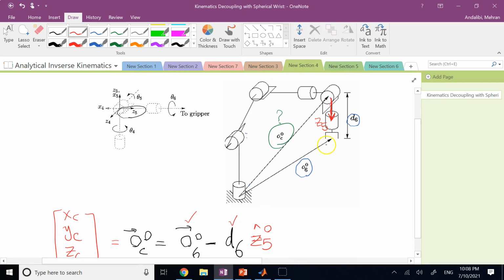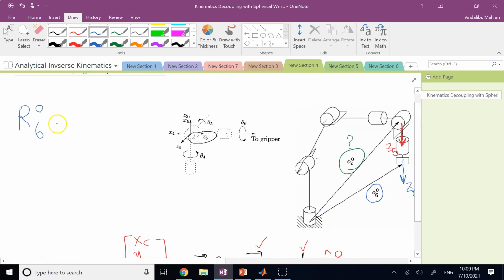Well, Z5 and also Z6, all of these, they're all the same direction. If you use the approach that we did for the gripper and call this guy Z6, you see that Z5 and Z6 are in the same direction. So instead of Z5, I can also use Z6. But what is Z6?